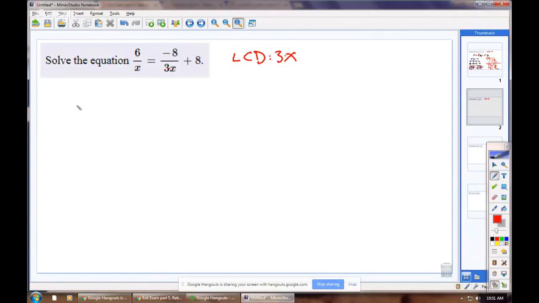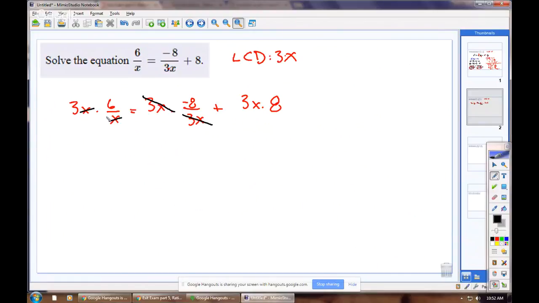So that's going to give me 3x times 6 over x equals 3x times negative 8 over 3x plus 3x times 8. And then clean up. The x's divide out there. 3x divides out there, and nothing divides out there.